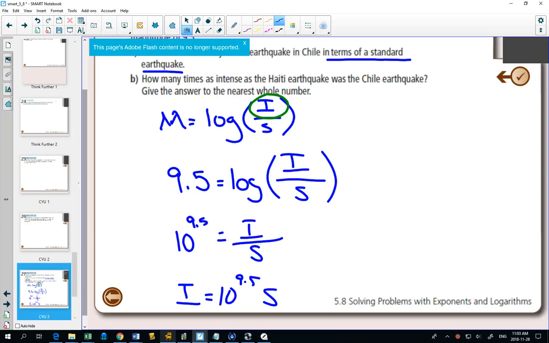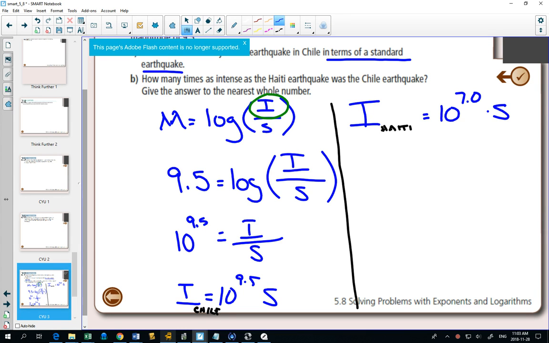Now, in the question right beside, it tells you that there was an earthquake in Haiti with a magnitude of 7. So I'm going to write beside this little I, Chile. And would you agree that if we did the same thing with the earthquake of Haiti, you would get 10 to the 7.0? And if you want to compare the two, because it says how many more times intense was the Chile earthquake compared to the Haiti earthquake.